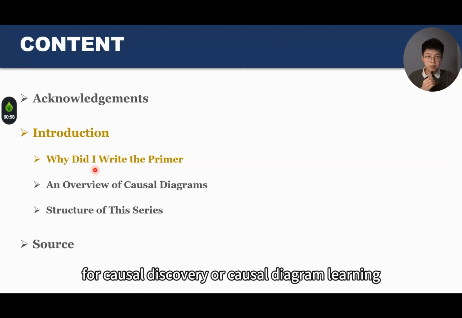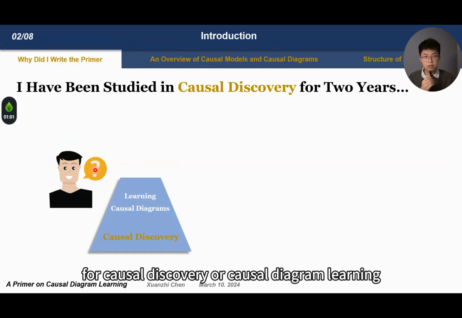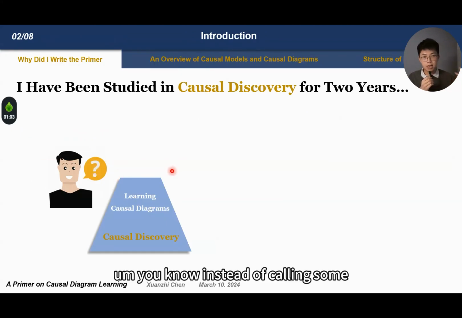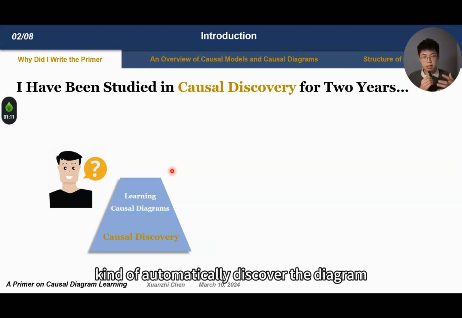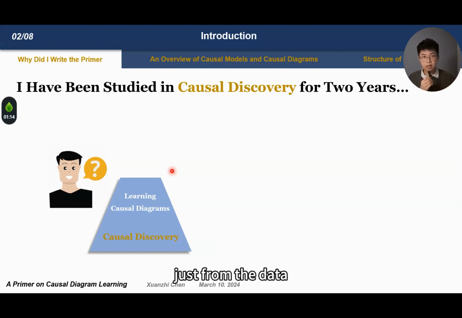For causal discovery or causal diagram learning, instead of calling some experts to join a causal diagram, we wish to kind of automatically discover the diagram just from the data.